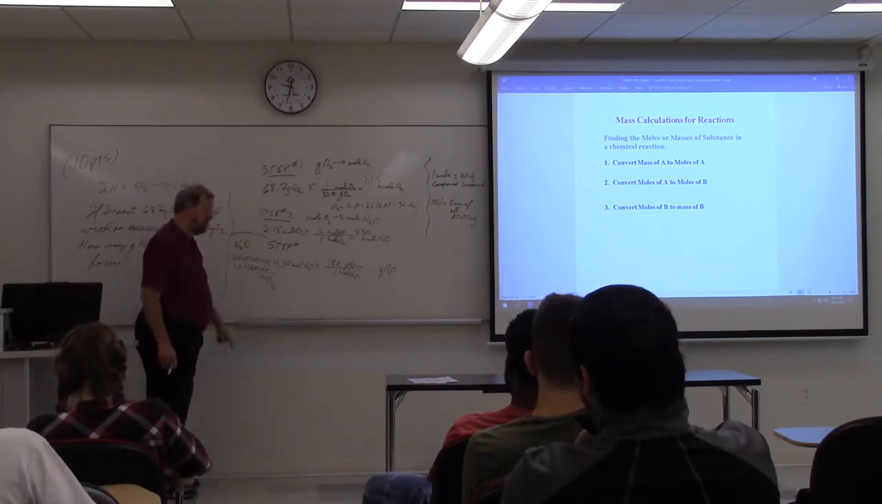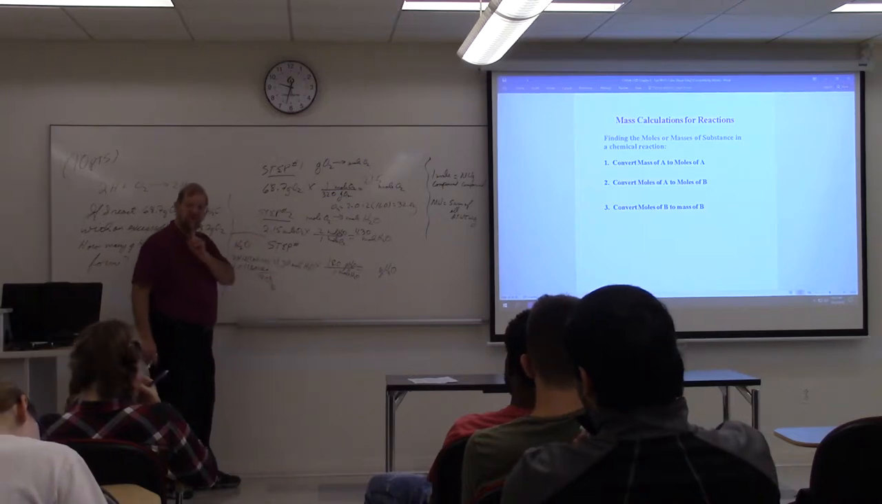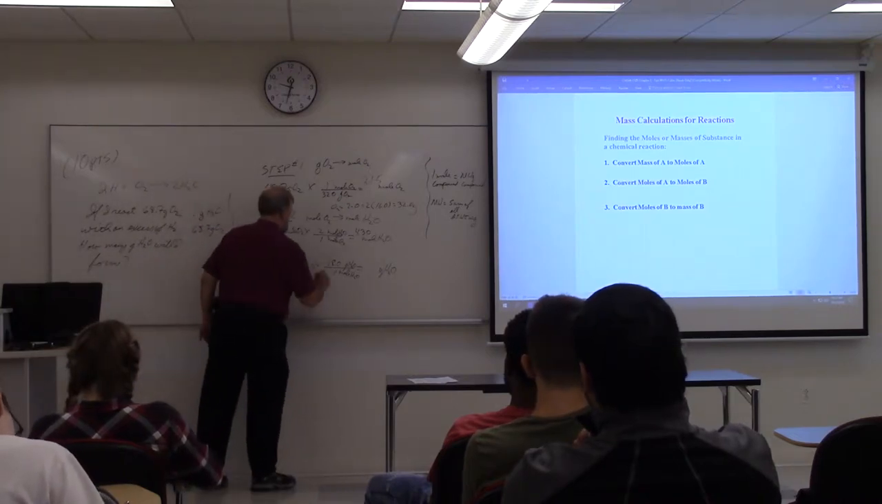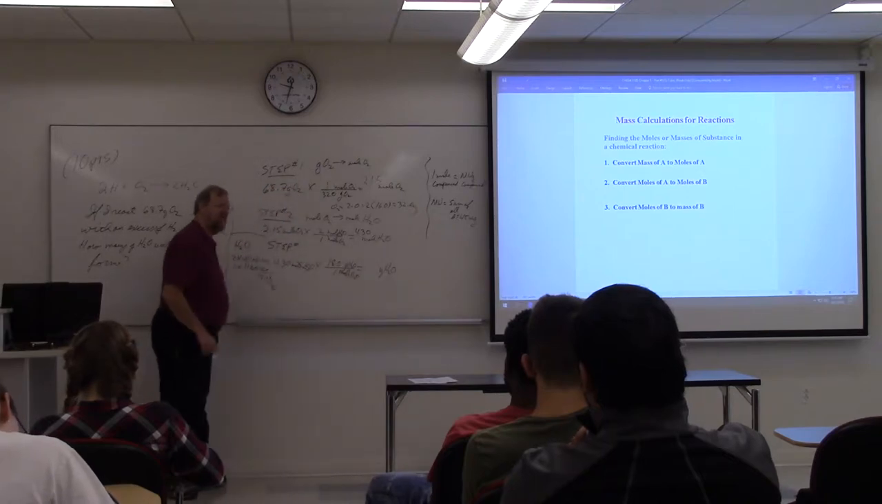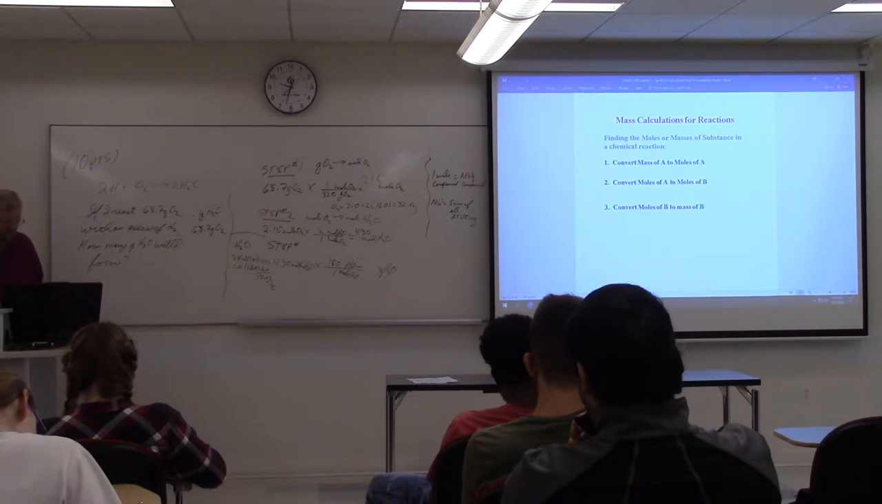And now I'll see, do my units cancel out? I'll use unit analysis again. Moles of water divided by moles of water equals the number 1. I'm left with grams of water. I'm on the right track. And now I'll go to my calculator.